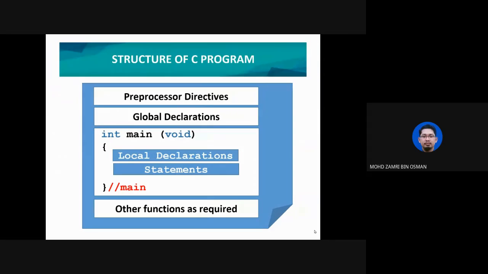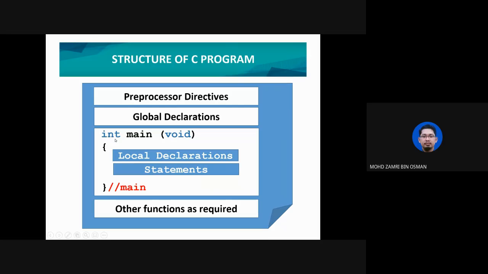Okay, the basic structure of a C program looks like this. We have a preprocessor directive. If you still remember the include stdio.h, that one refers to the preprocessor directive. And then we have global declarations regarding function declarations, global variable declarations, and defined global variables. These will be placed in this area.